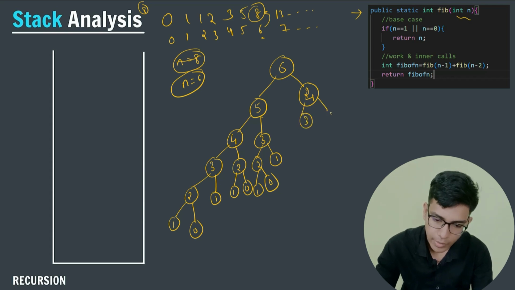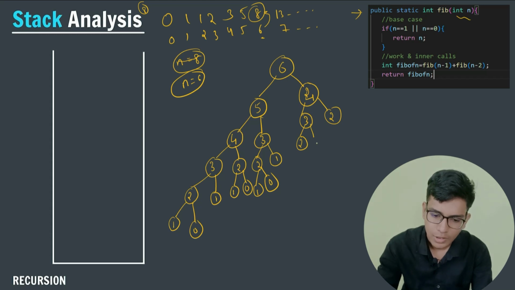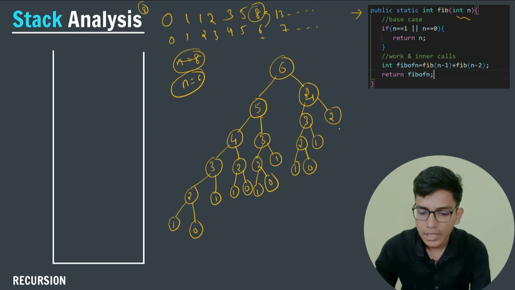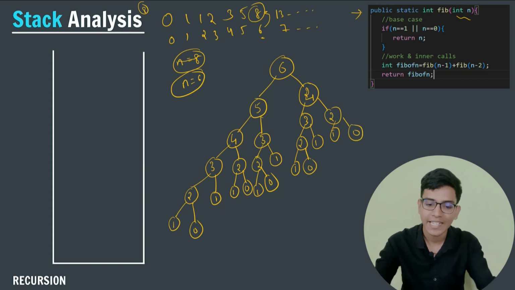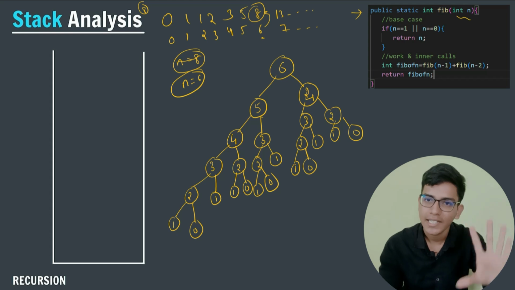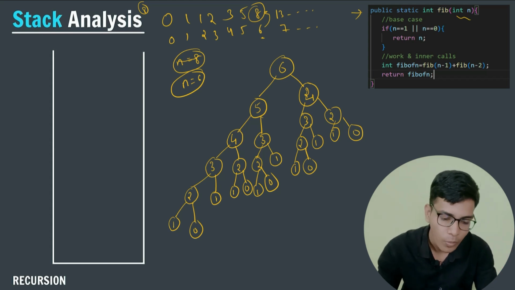After that, here n minus 2, 0, and 3 will call 3 minus 1, that is 2. After that, 3 minus 2, that is n minus 2, right? So this thing will call 1. After that, here we will call 1 and n minus 2, 0. After that, here we will call 1 and 0. So this is how calls will take place, and the diagram looks kind of complex, but it is simple in other words.